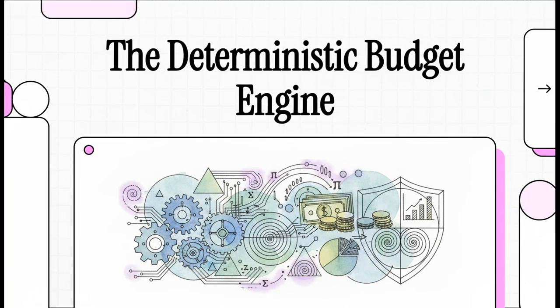So, what if a government budget could be as reliable and predictable as, say, the laws of physics? Sounds a bit out there, right? Well, today we're going to break down a piece of tech that's trying to do exactly that. It's all about bringing mathematical certainty into the super messy world of finance. So let's dive in and see how this thing actually works.